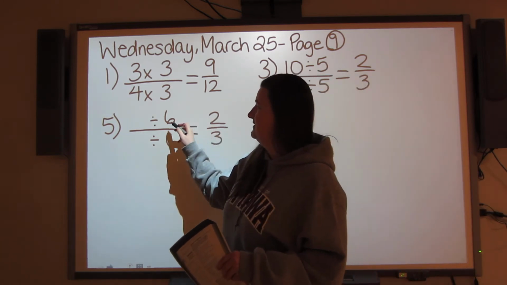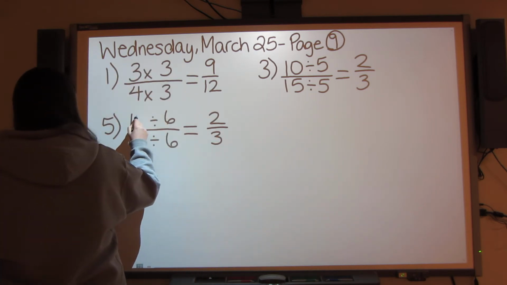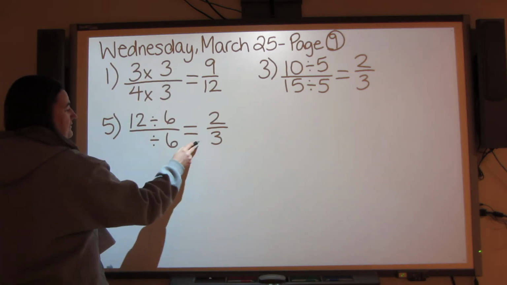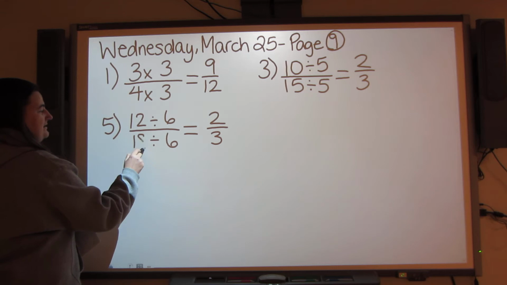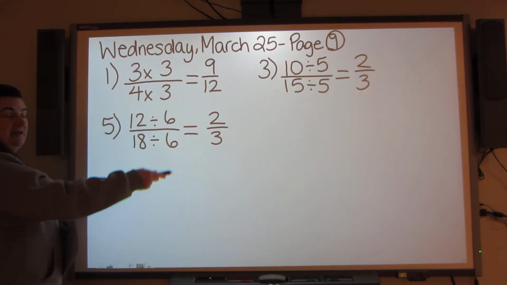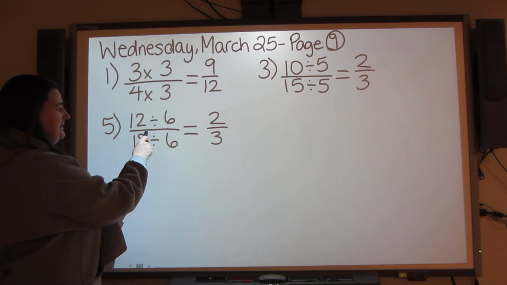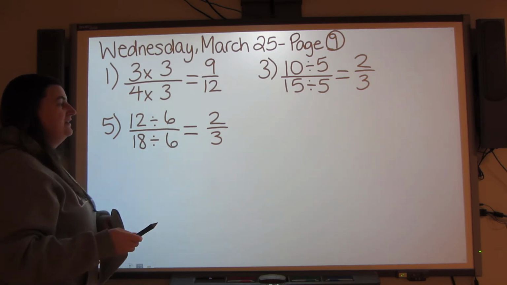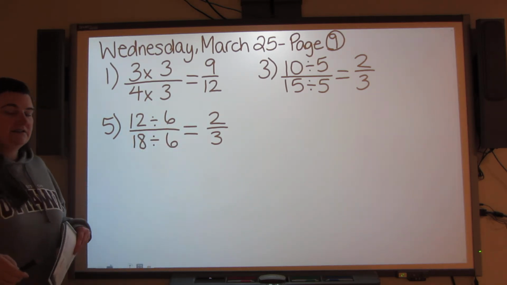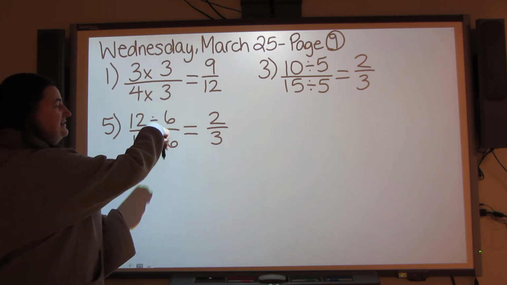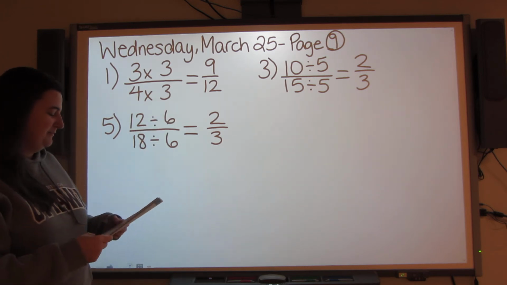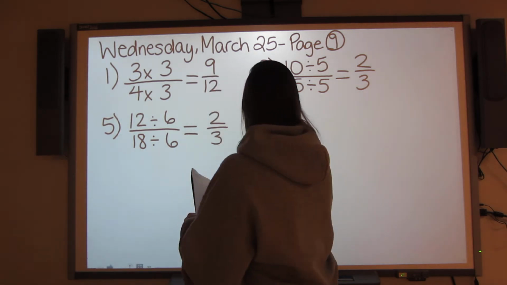So 2 times 6 is 12. 3 times 6 is 18. And then if you go the other way, 12 divided by 6 is 2, 18 divided by 6 is 3. So you've still got a proportion, it's still equivalent, and that's of course because the 6 is the same. And let's take a look at number 7.